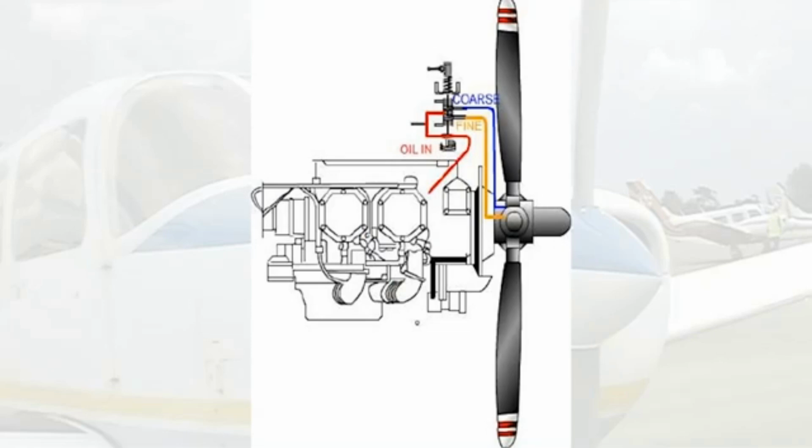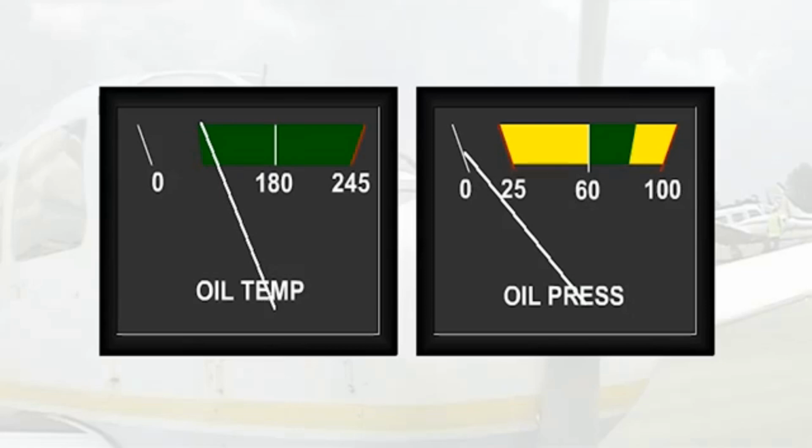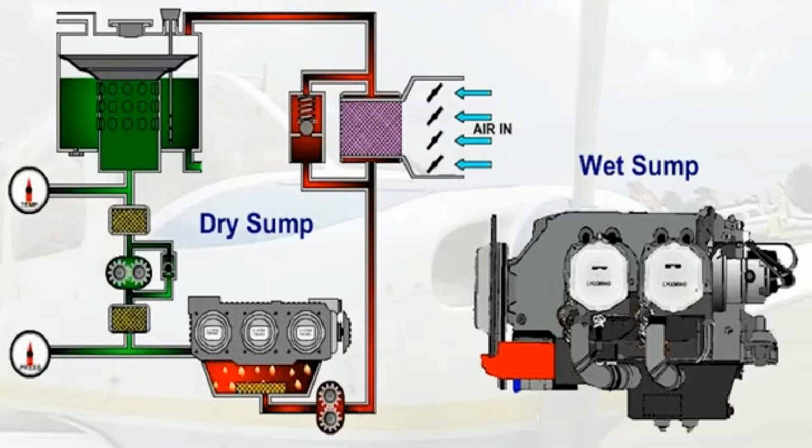The oil can act as a hydraulic medium, for instance, when used as the hydraulic fluid in a variable pitch propeller mechanism. The oil system can also act as an indicating medium, giving information to the pilot of engine condition and power output. There are two lubrication systems in common use. They are the wet sump system and the dry sump system.